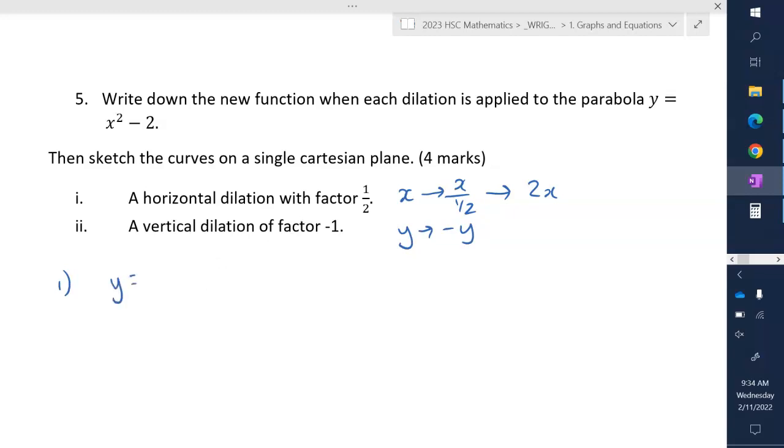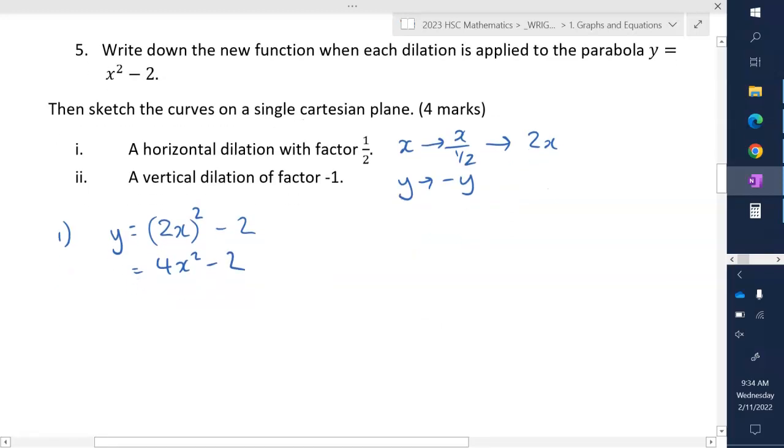So my function, wherever there was an x, you put a 2x, and you square the whole lot, not just the x. So I'll end up with 4x squared minus 2. There's my first part. Now, a lot of people went and then added a minus dilation to that. That's fine. I wasn't after that because it says write down the new function when each dilation is applied to the original function. But it still showed me that you knew what you were doing. So if you applied the minus dilation in the vertical to this function, I was okay with that for here. But I wanted y being our original function.